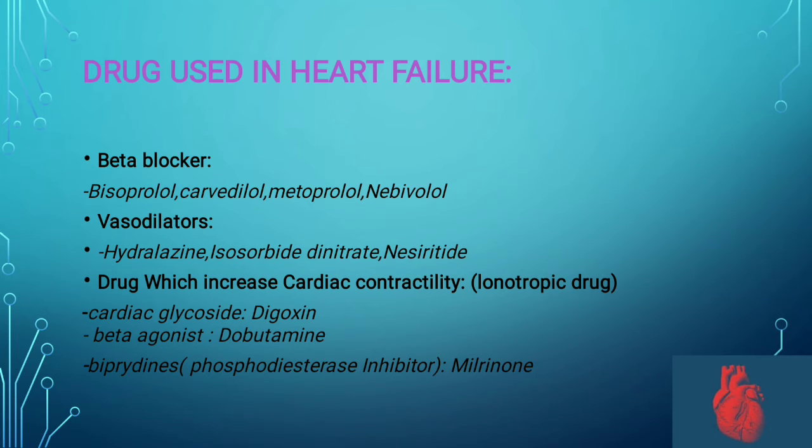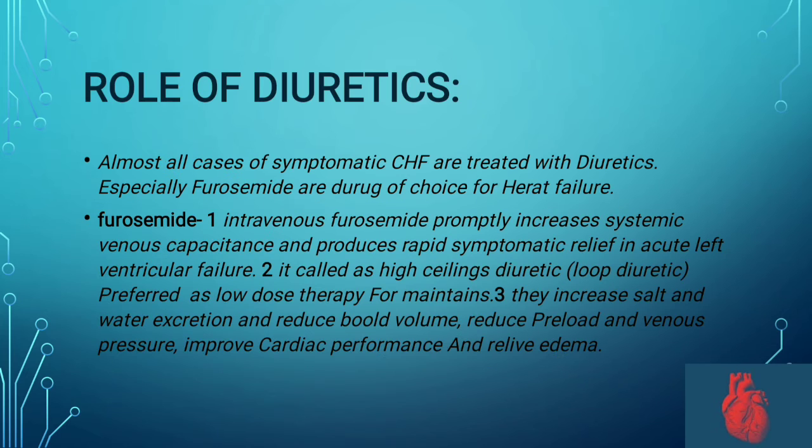The last one is drugs which increase cardiac contractility, also called inotropic drugs. The first subpoint is cardiac glycosides, for example digoxin. Then beta agonists, for example dobutamine. Third is bipyridines, which are phosphodiesterase inhibitors, for example milrinone. Let's see them one by one.